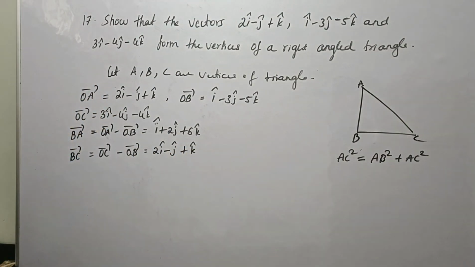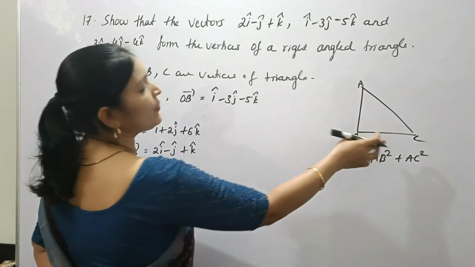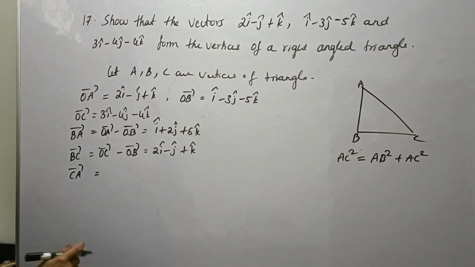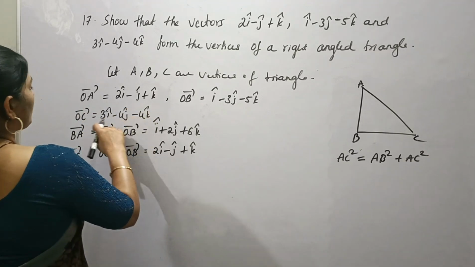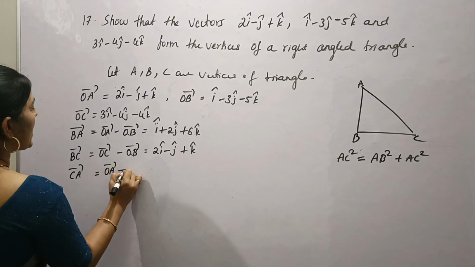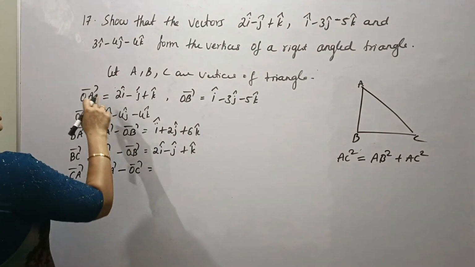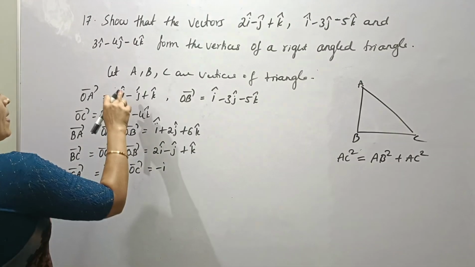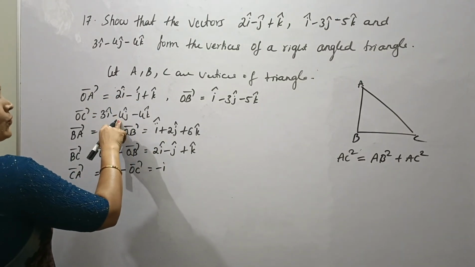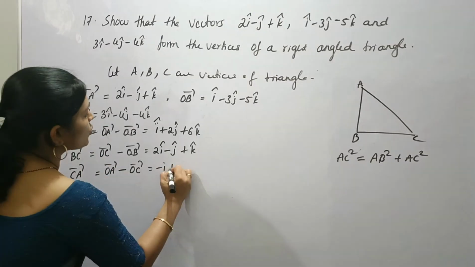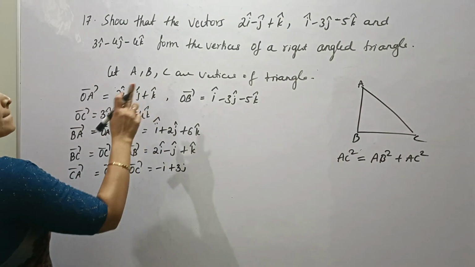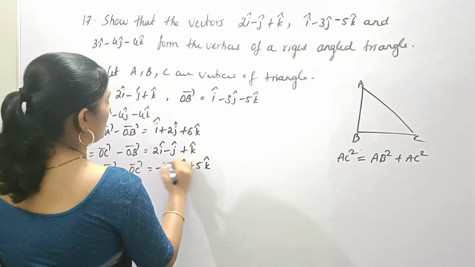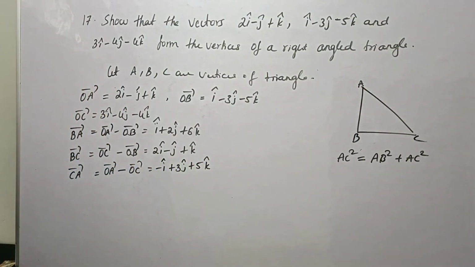So here we have got vector BA and vector BC, then we need to find vector CA. Vector CA is vector OA minus vector OC. So 2 minus 3 is minus i, minus 1 minus minus 4 is minus 1 plus 4, so plus 3j, and 1 minus minus 4 is 1 plus 4, so 5k. So it is vector CA.